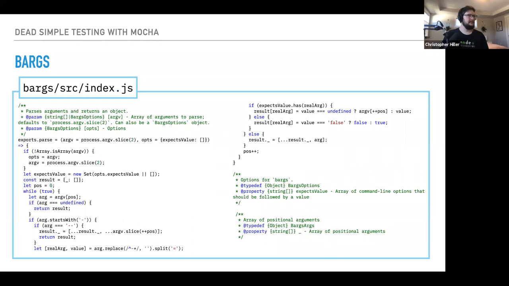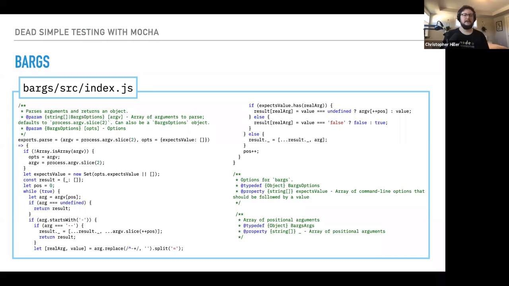Okay, so this is the source of bargs. Bargs is a single function. That function is called parse. Parse accepts an array of arguments as the first parameter, and it accepts an optional second parameter, which is an options object. This is a pretty common function signature. You will see some type defs here if you're familiar with JSDoc strings. These are actually TypeScript style JSDoc things, and so you can get more information about the options allowed here.